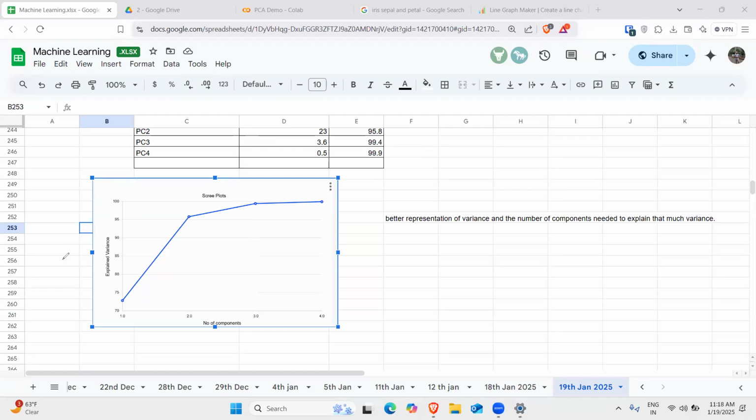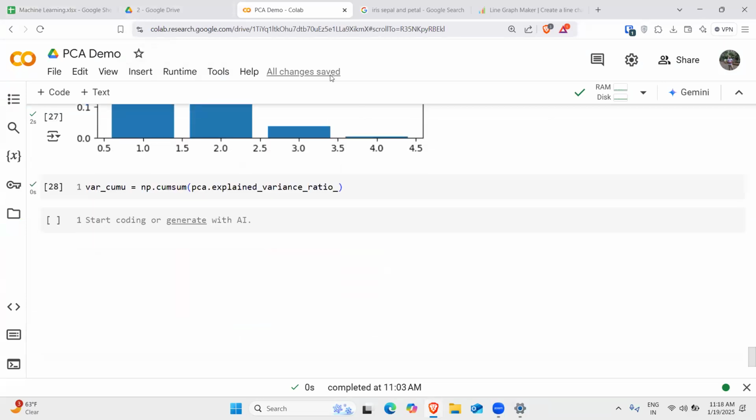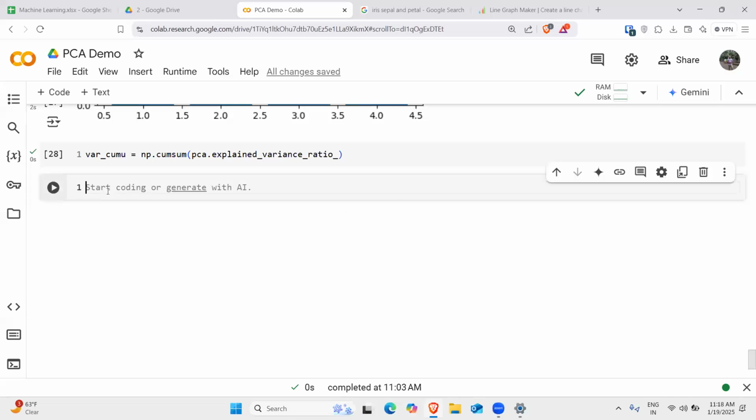Okay, so let's go with the dimensionality reduction now after doing the Scree plot. What I'm going to do is only take two principal components, because if I take two principal components, I'm going to get 95.8% information. Yes or no? So why should I go with another principal component? I'll simply write down PCA with two components.